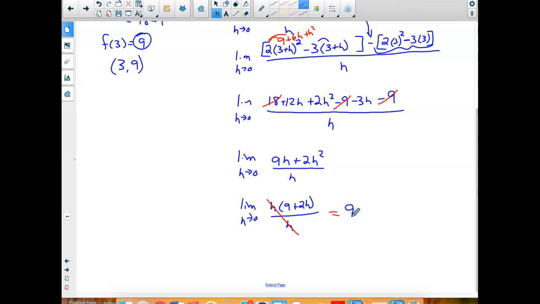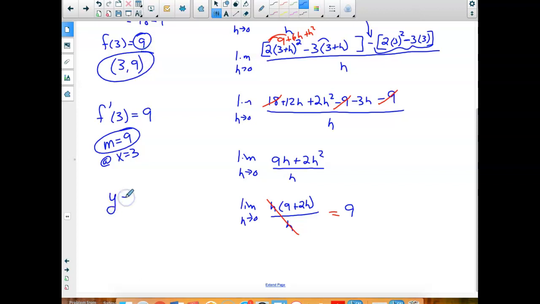What does that mean? That means f prime of 3 equals 9. In calculus, that means m equals 9 at x equals 3. That's what we know. So I've got my slope and I've got my point, and now I'm just going to plug it in and say y minus y1 equals m times x minus x1. And I am donezo on that one.